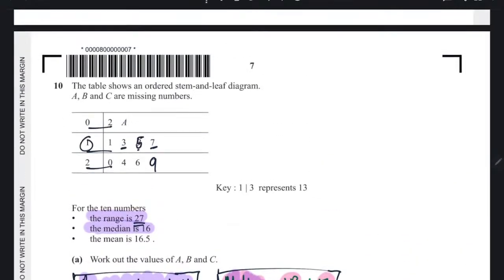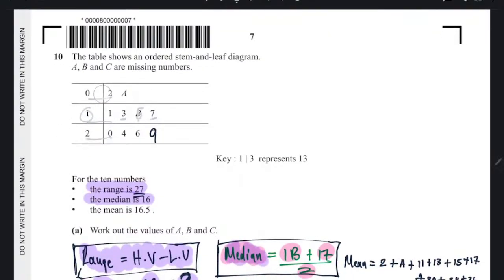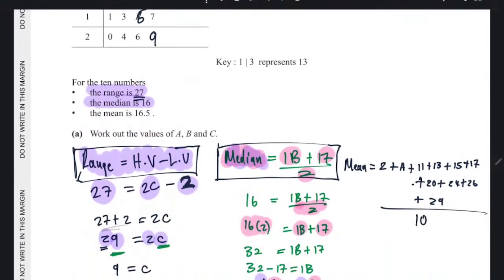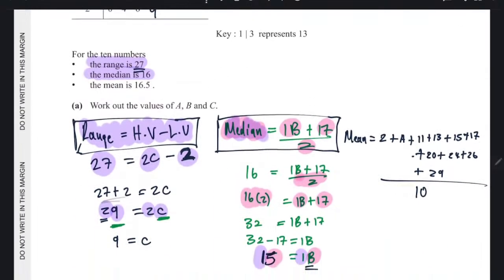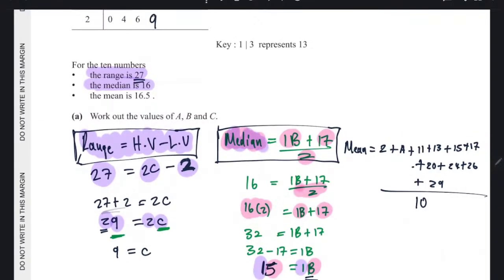How many are they? They tell you. How many are they? 1, 2, 3, 4, 5, 6, 7, 8, 9, 10. There are 10 things. So you then divide by 10. And you're going to find it. So let's write step by step. What is the mean? 16.5. It is equal to all this divided by 10.